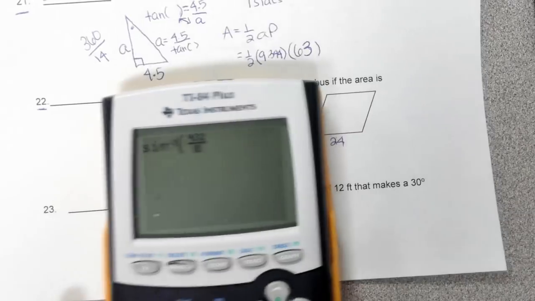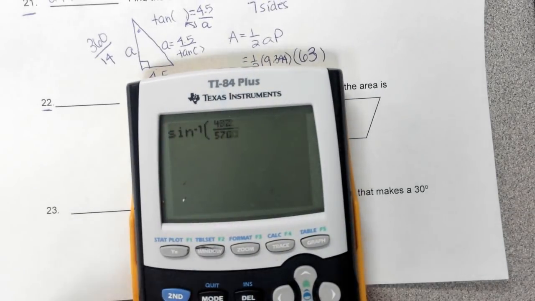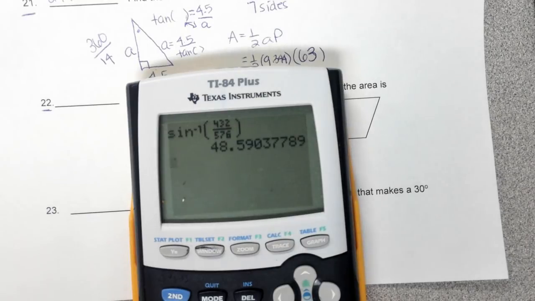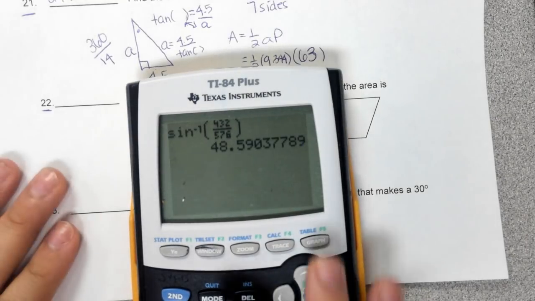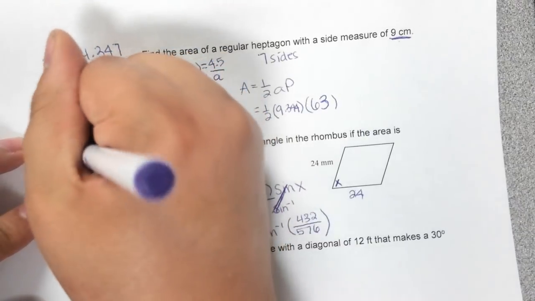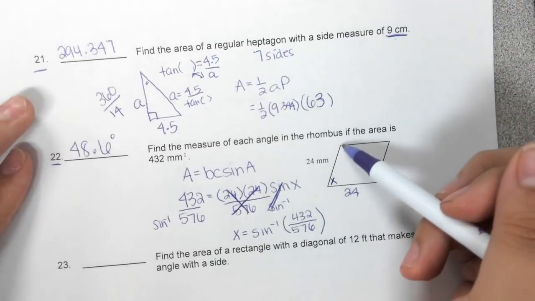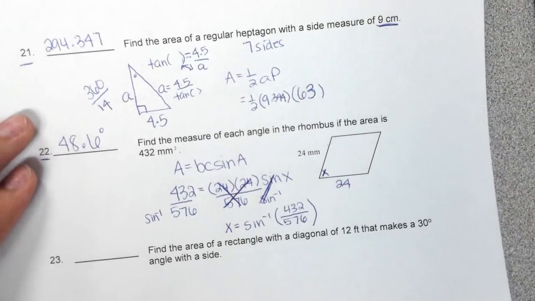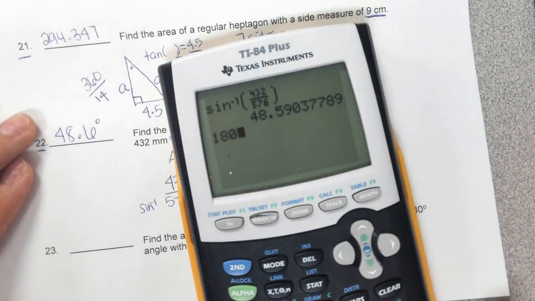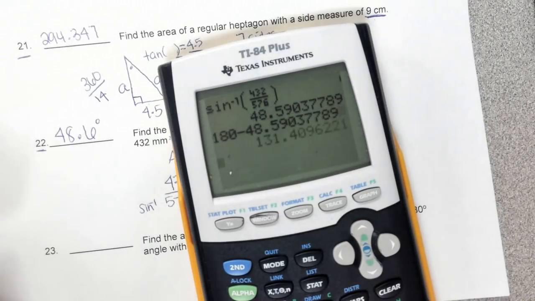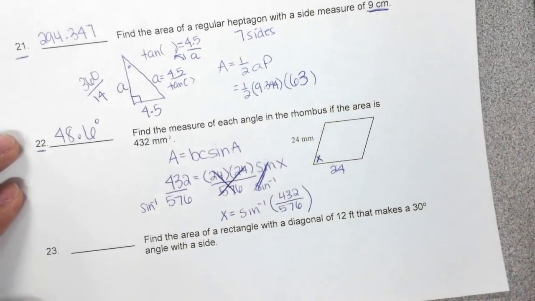What did I say it was divided by? 576. Thank you. Alright. Now, does that answer the question? No. Why not? So 48.6 is one of my angles. I gotta find the other. How do I find this other angle? They're supplementary. So subtract from 180, and I get 131.4.